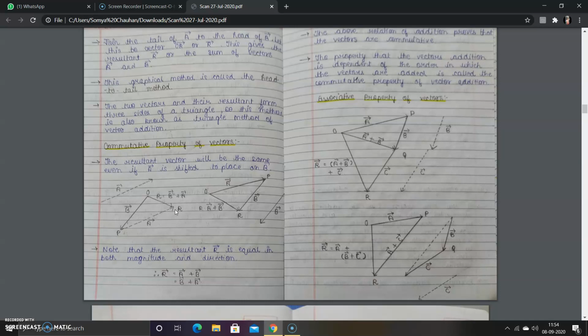Why we have written it as b plus a? B is fixed while a is shifting. So it will be termed as b plus a. While in the previous case in triangle of vector addition, we have shifted b vector with respect to a vector. A vector is fixed. In that case, what we have written?